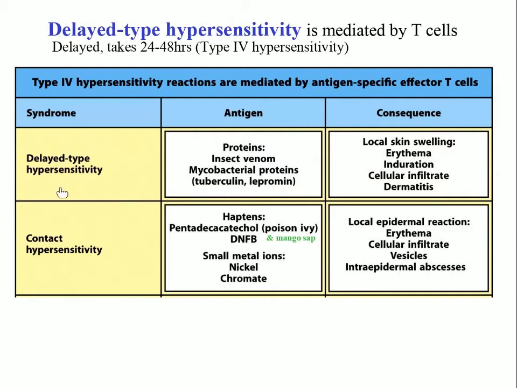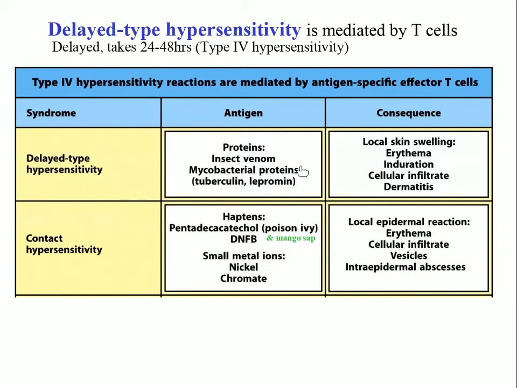Delayed type hypersensitivity or contact, which is the one that was explained in type 1, which is mediated by IgE. But for type 4, mostly we are talking about this, and the antigen here is in the form of proteins. So for example, you've been injected with a venom, يعني one of the venom here, insect venom, اللي هي الtoxins, أو mycobacterial, one of the bacterial species protein. This one can stimulate the initiation of type 4 hypersensitivity.